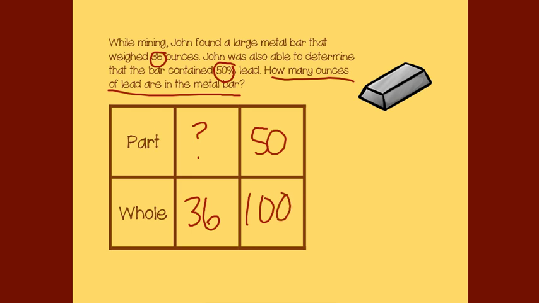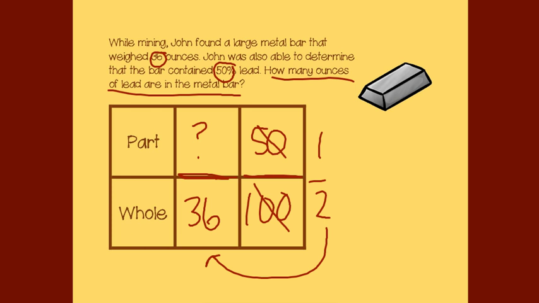100 is the whole. So in these boxes, this is a fraction, and this is a fraction. We just put them inside of boxes. The easiest way to simplify this problem is to simplify the fraction. And I know that 50 over 100, or 50 hundredths, is equal to 1/2.